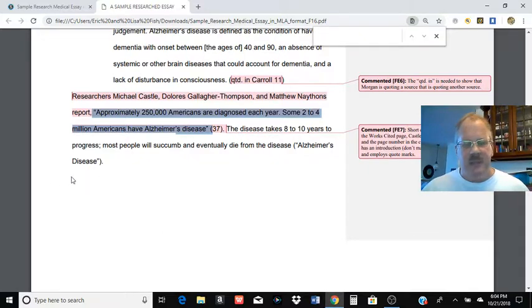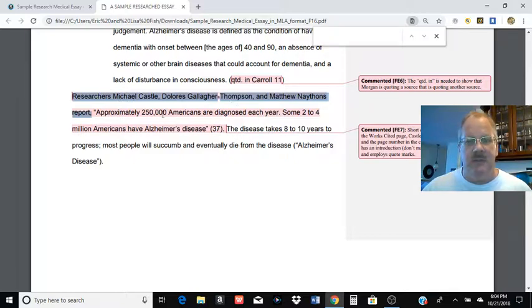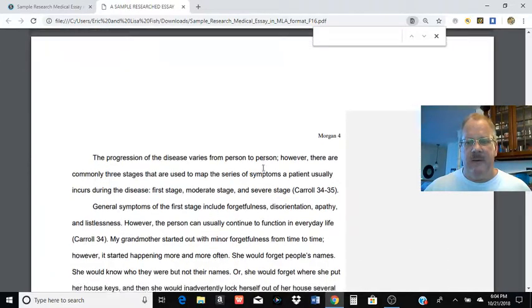You can make minor changes, and I'll show you how to do that with a long quote in a second. Make sure you introduce a quote. If you want to go ahead and get your citation in there, you can say, researchers Michael Castle, Dolores Thompson, and Matthew Nathan's report. Just introduce a short quote that way. If you're going to put the citation at the end, make sure you still introduce that quote. Don't make a quote its own sentence, or it gets a little confusing to the reader. It's like all of a sudden there's a quote there and we're not sure why. But that's what a short quote looks like.